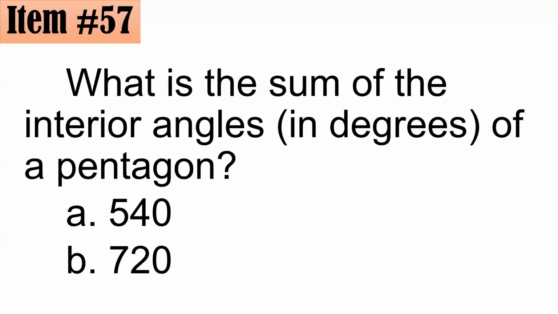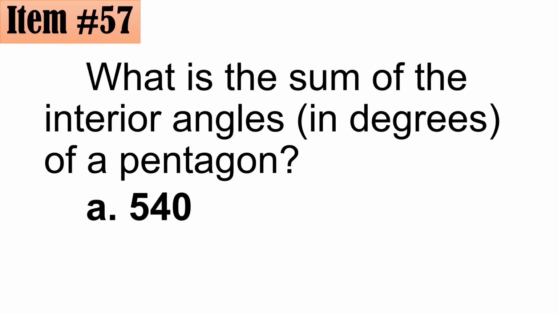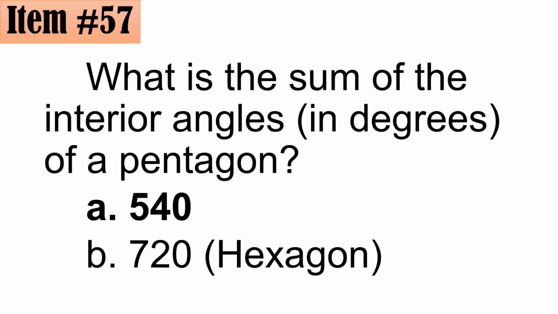Take note po ha. The sum of the interior angles of any convex polygon is 180 degrees times n minus 2, where n is the number of sides. So ang pentagon po, yung n ng pentagon ay 5. 5 minus 2, 3. 3 times 180 gives you 540 degrees. Yung 720 degrees naman po ay the sum of the interior angles, that of a hexagon.